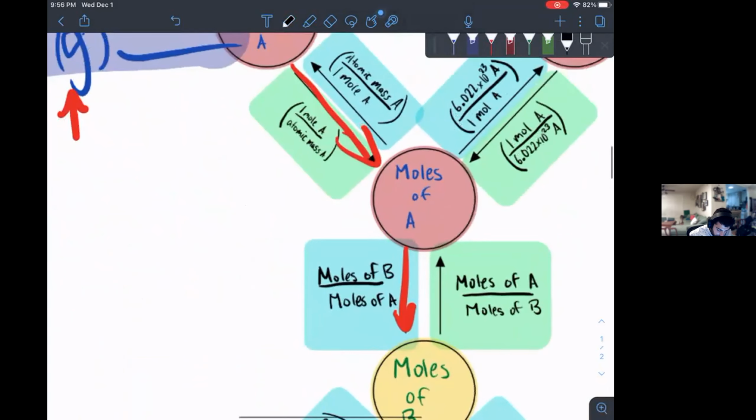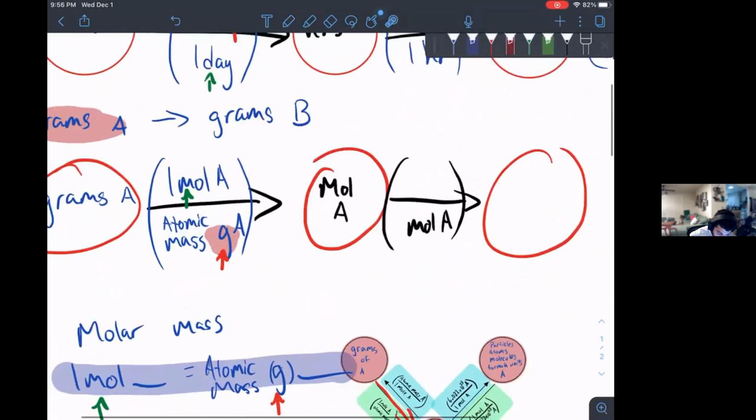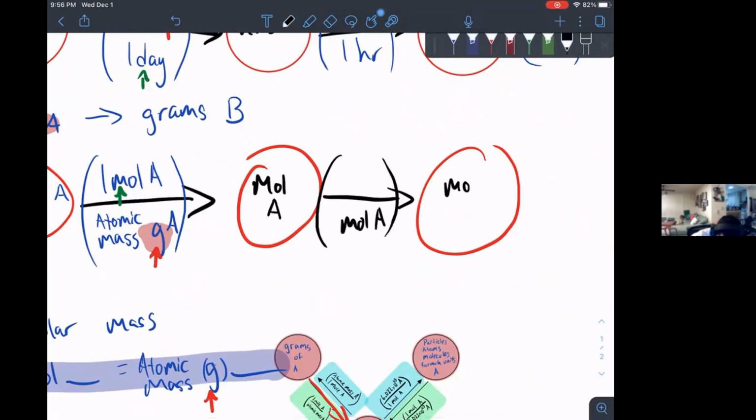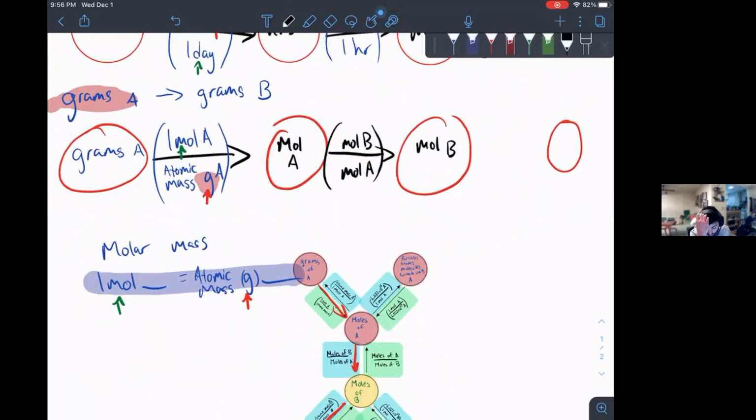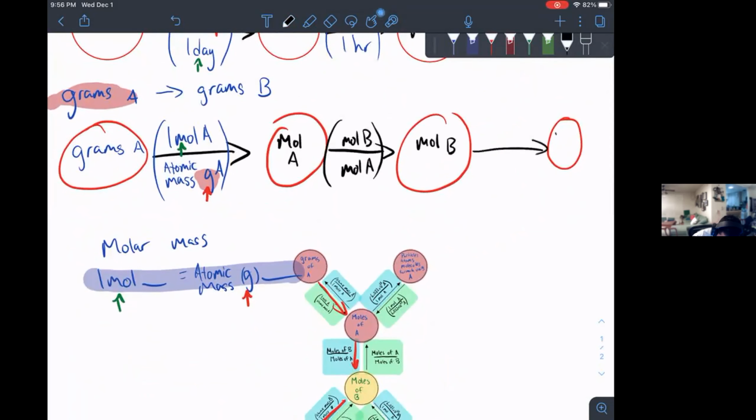And we can see that we have moles of B over moles of A. So we're going to be going to mole B. So moles of B over moles of A. And we'll fill in those numbers in just a moment. The last thing is mole B to gram B.